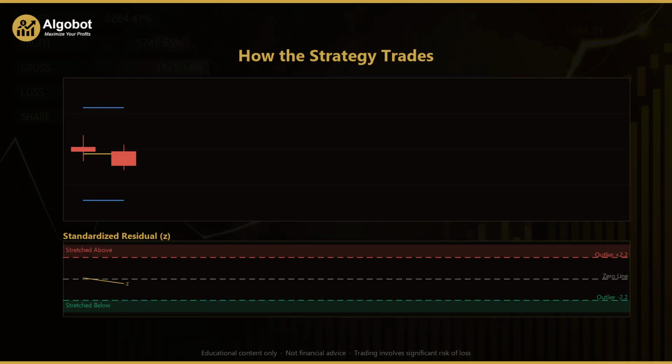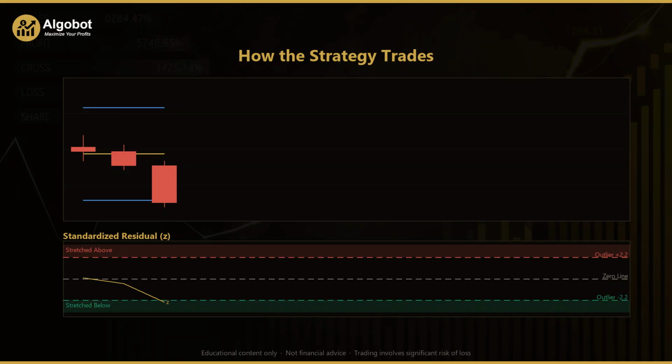Let's bring it all together on this illustrative chart. Across the top you can see price moving sideways in a fairly balanced range. And that flat behavior is important because this strategy only engages when the regression line is flat. Drawn on the price are three references. The regression line running through the middle as fair value, an upper band, and a lower band, each set at 2.2 regression standard errors from the line.